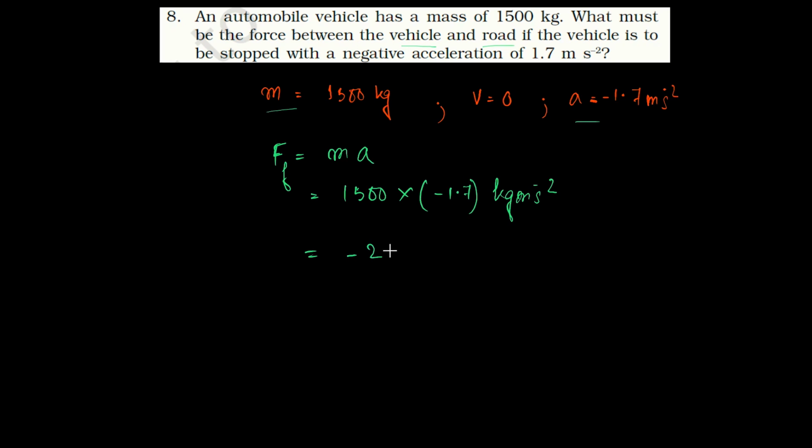If you solve this, you are going to get minus 2550 kg meter per second square. If you solve this, you are going to get minus 2550 Newton. Simple. Now, what is that negative sign actually showing?